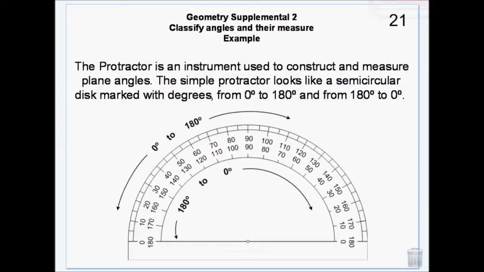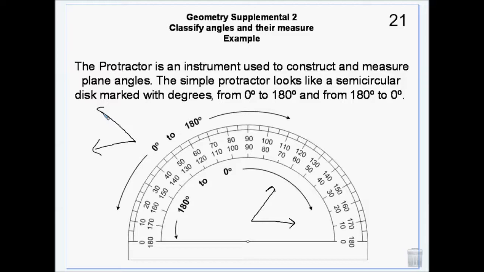The reason we have 2 rows of numbers: if our angle opens up to the right, like this, that's when we're going to use the inside row of numbers to measure it. Can you say that over again? Yeah, if the angle opens to the right, so if it opens pointing this direction, that's when we use the inside row. If it opens pointing the other direction, that's when you're going to use that outside row of numbers.